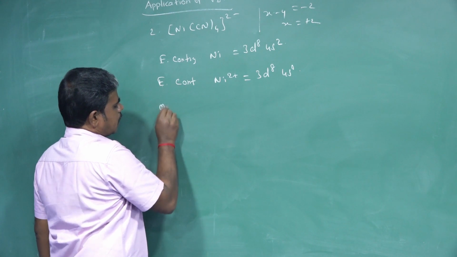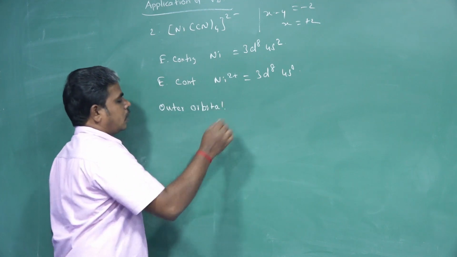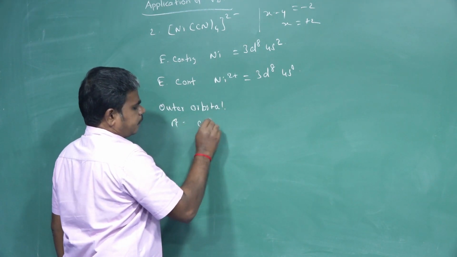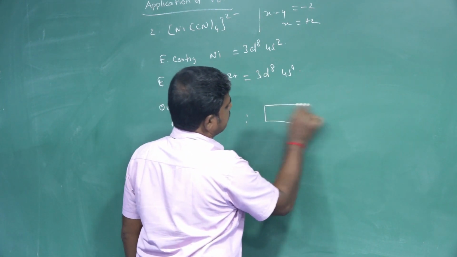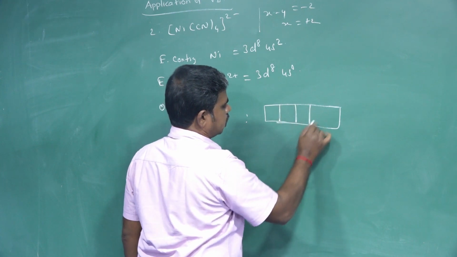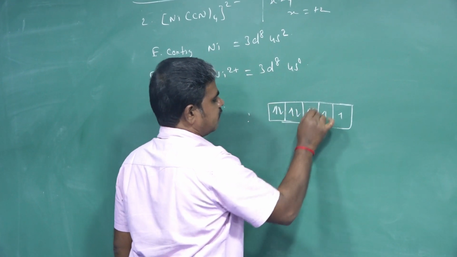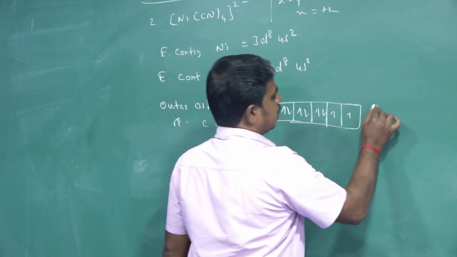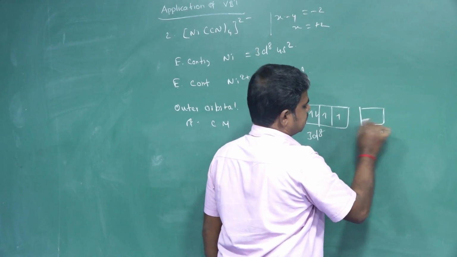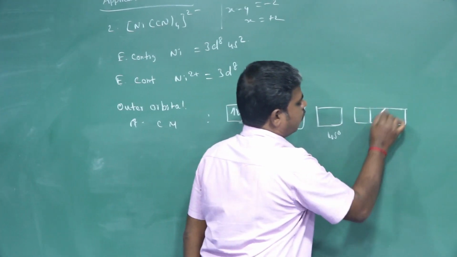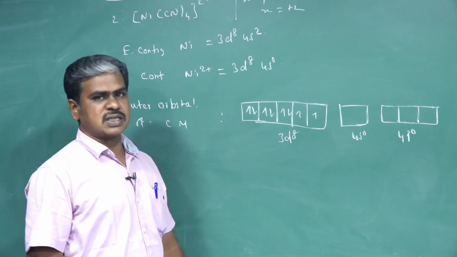Now we are taking the outer orbital of the central metal atom. What is in the outer orbital? It is 3d8. So here 1, 2, 3, 4, 5, first singlets, and after that doublets. So 5, 6, 7, 8. So 3d8, and here it is 4s0, and here it is 4p0. So this is the outer orbital of the central metal atom.